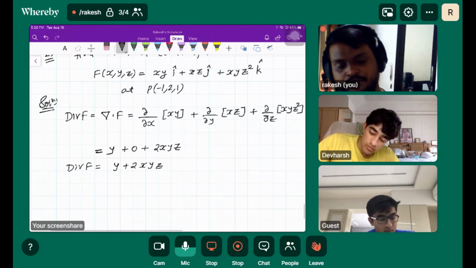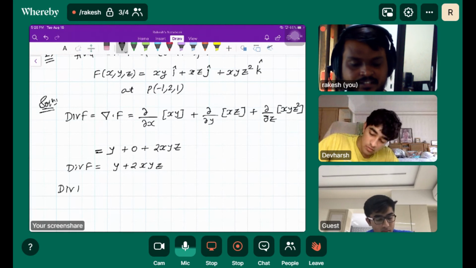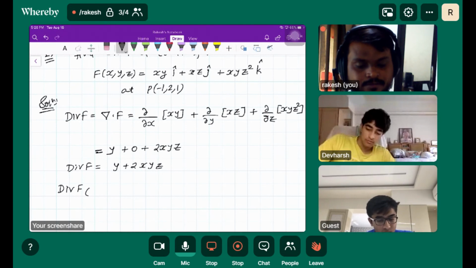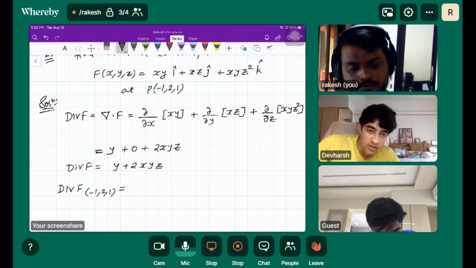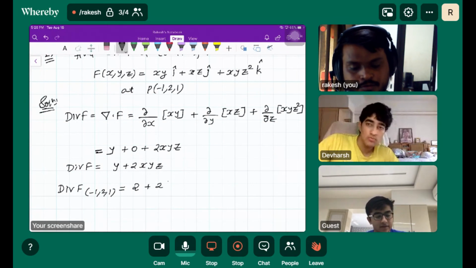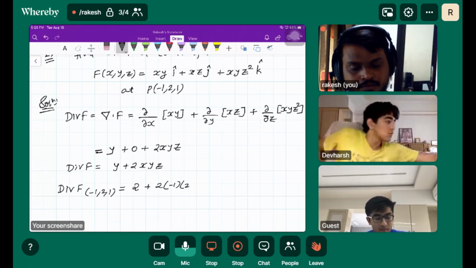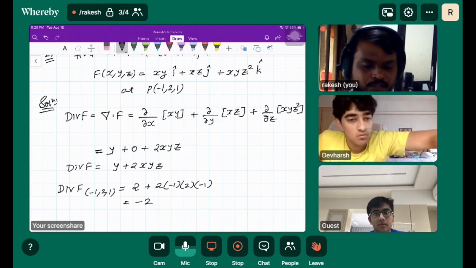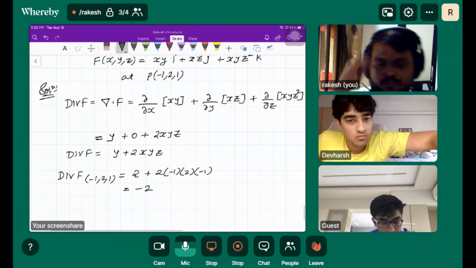And we have to find the divergence at the given point. What is the point? It is (-1, 2, 1). Putting that in, y is 2 and 2xyz is 2 times minus 1 times 2 times 1, which is minus 4. So 2 minus 4 gives minus 2. So the divergence is negative.